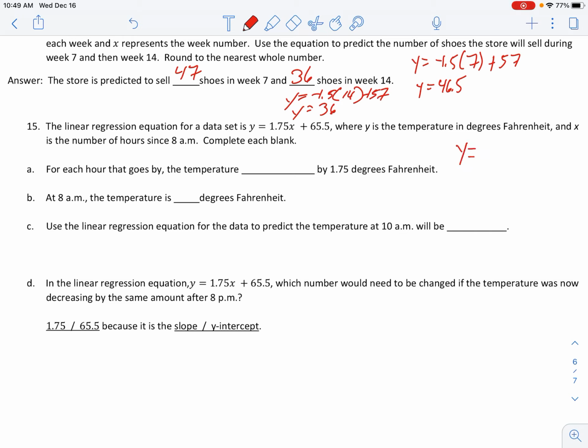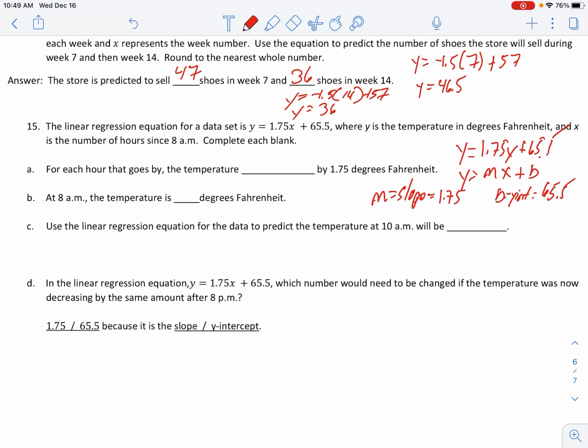So remember that equation there, where the m is the slope and the b is the y-intercept. In this case, m being the slope is 1.75. And b being your y-intercept is 65.5.